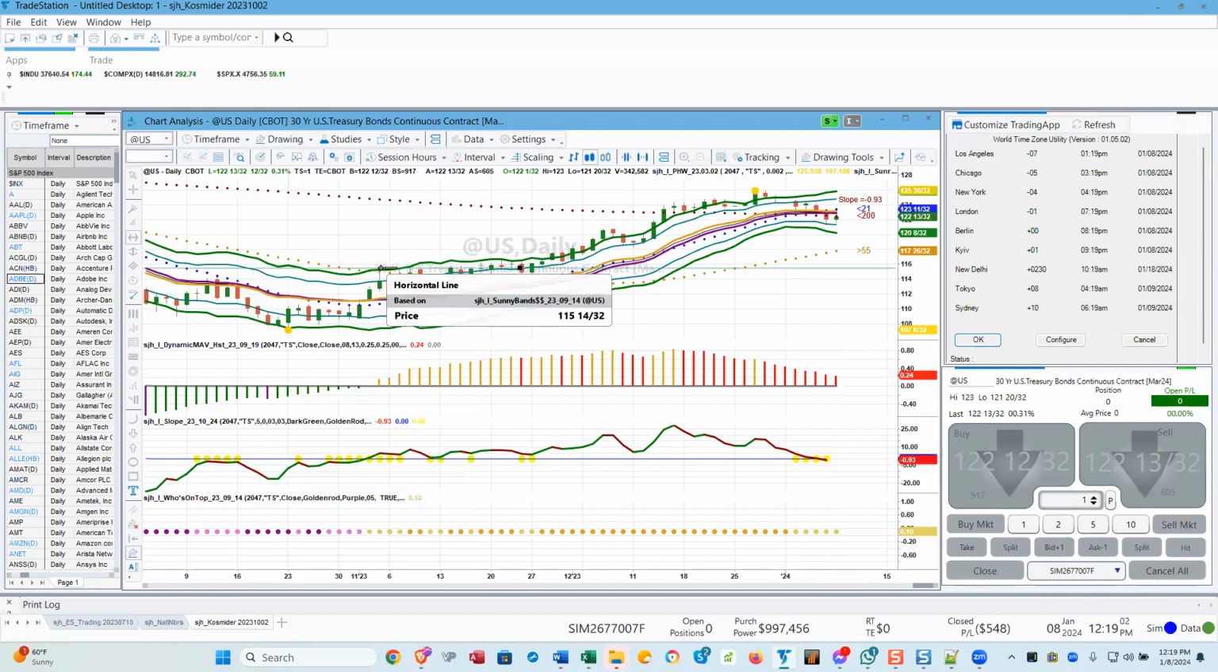Sell this congestion right through here. That's the confluence of price right there. So we could go, it's probably not going to go all the way down to this level, though it might. It's probably going to test this 55 at 118 and 7:30 seconds.